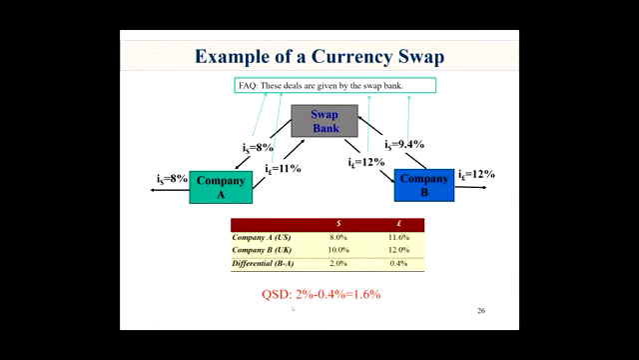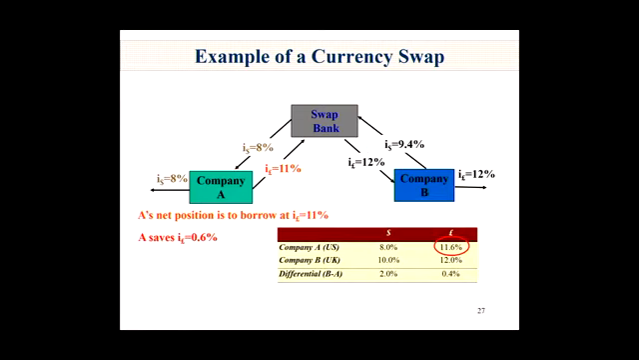In this example, what is the QSD? Well, the QSD, remember, it's the difference between the rates. So 2%, the difference between the dollar-denominated debt, and 0.4, the difference between the pound-denominated debts. Okay, and the difference between those, that's the QSD.